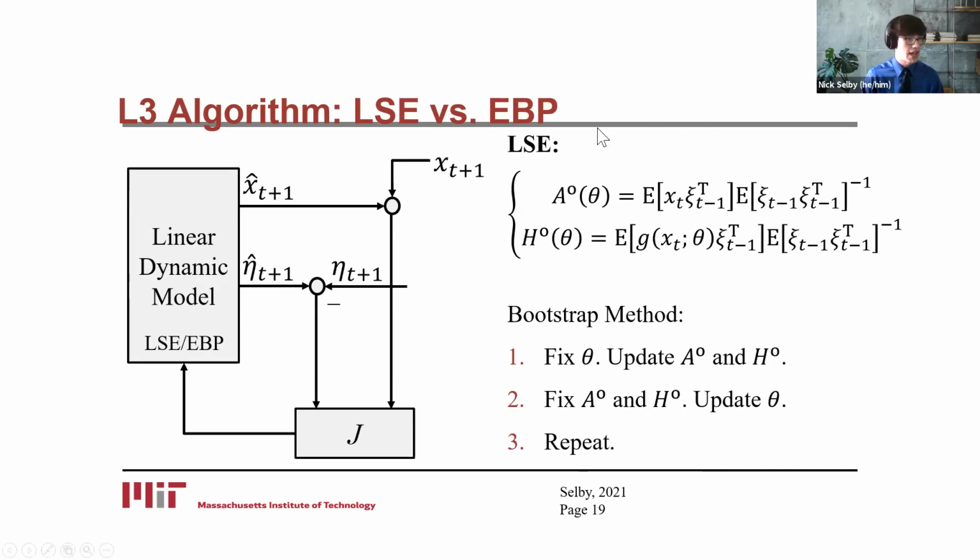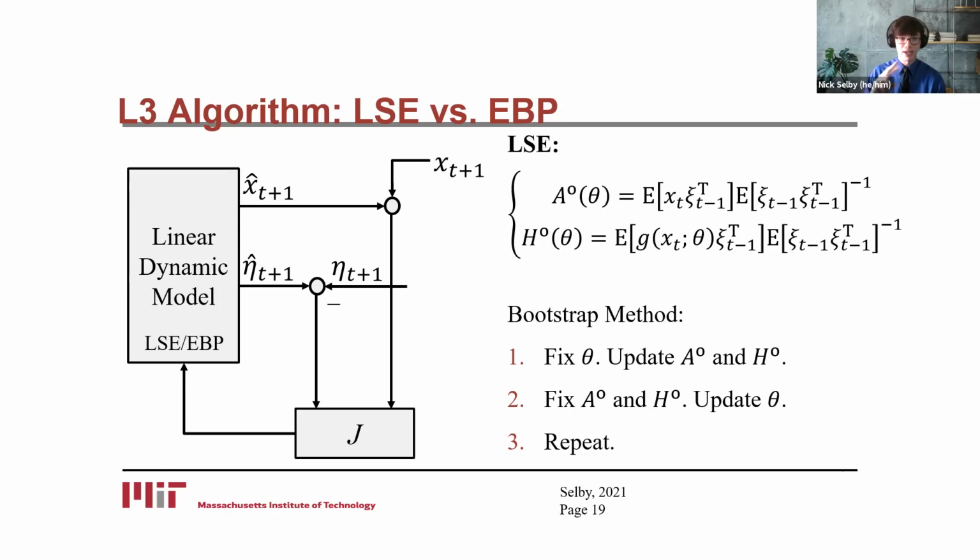Now, there are two options to train the L3 algorithm. The first is using a least squares estimate. And the way this actually works in practice is by using a bootstrap method. So what we're going to do is fix theta. We're going to fix all of the neural network parameters. And then we're going to use a least squares estimate to regress and update the linear dynamic model parameters A and H. And then we're going to fix A and H and then update the neural network parameters eta. And we're going to go back and forth, updating the parameters a bunch of times.